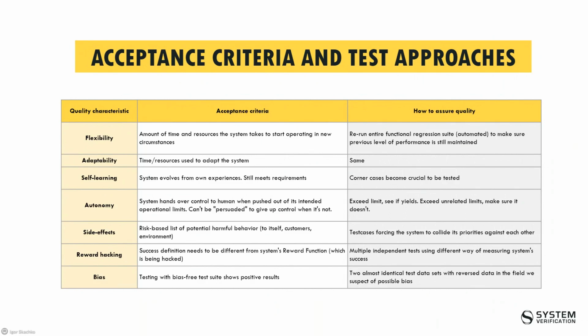So multiple independent tests will cover and mitigate the risk of having reward hacking in the system. And of course, we need to have the assessment of the system's success in the form of multiple factors, not only one. For example, the amount of dirt being cleaned from the floor.